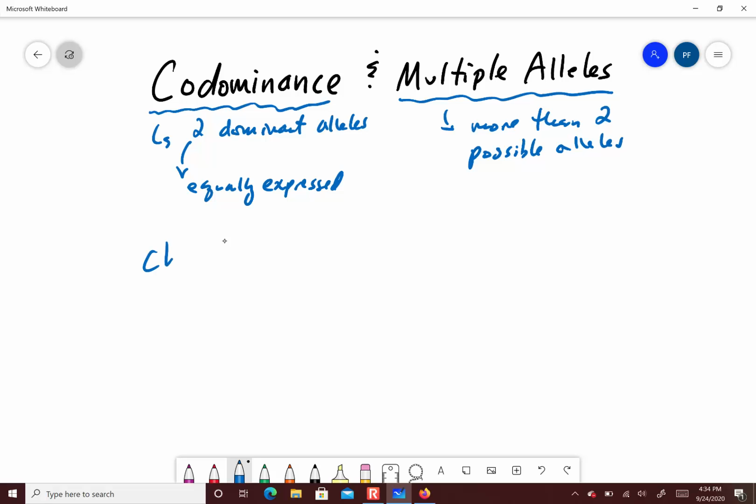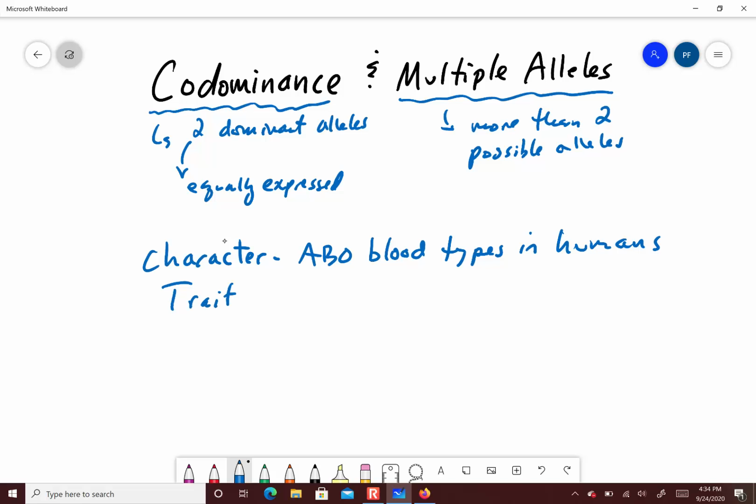Alright, so in all of these, the character that we're going to be working with is the ABO blood types in humans. Then the traits are the actual four blood types, right? Type A, type B, type AB, and type O.